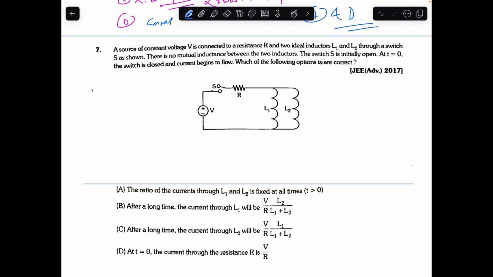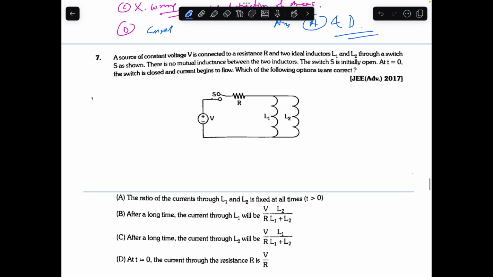Question number 7. A source of constant voltage V is connected to a resistance R and two ideal inductors L1 and L2 through a switch S as shown. There is no mutual inductance between the two inductors. The switch S is initially open. At t equal to 0, the switch is closed and current begins to flow. Which of the following options are correct? Okay.